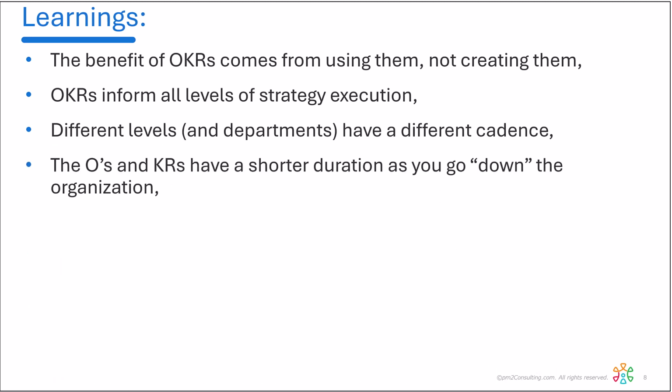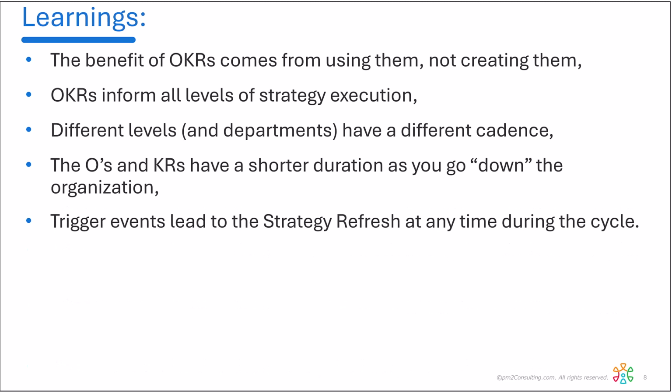The fourth thing that we learn is that objectives and key results have a shorter duration as you go down the organization. In other words, on that quarterly thing, I'm looking at the next three months. On the monthly flywheel, I'm looking out a month. On the daily check-ins, I'm looking out a day or a week. So the objectives have a shorter time span, the key results have a shorter time span. They link up to each other, but they have different cadences. I can't do a daily stand-up looking at quarterly data and vice versa.